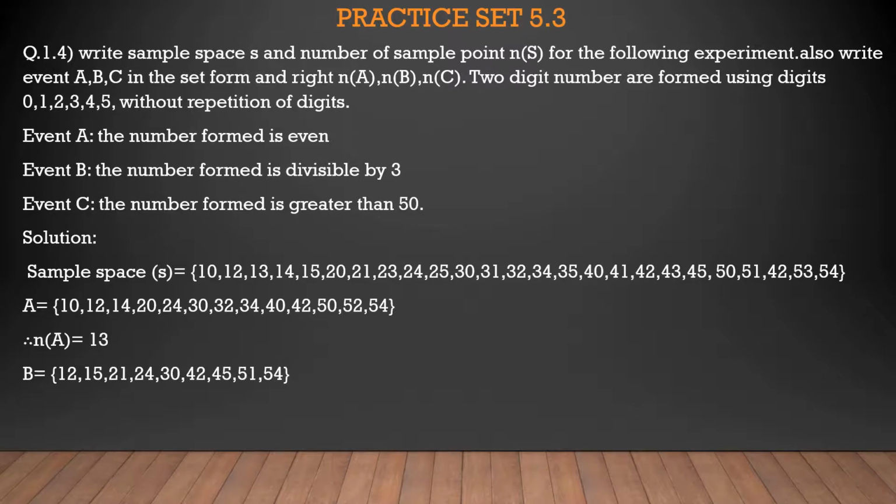Event B is the number formed is divisible by 3. So let us write the numbers which are divisible by 3 from the sample space. Those are B is equal to 12, 15, 21, 24, 30, 42, 45, 51, 54. So we have n of B is equal to 9. Next is event C, the number formed is greater than 50. So we have C is equal to 51, 52, 53, 54. So n of C is 4.